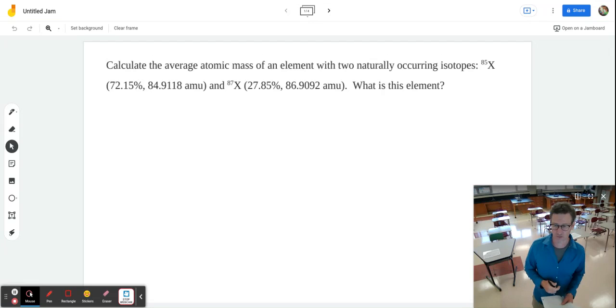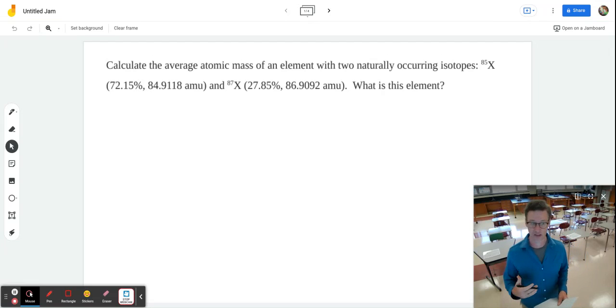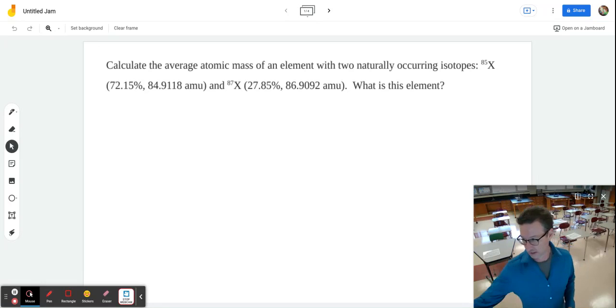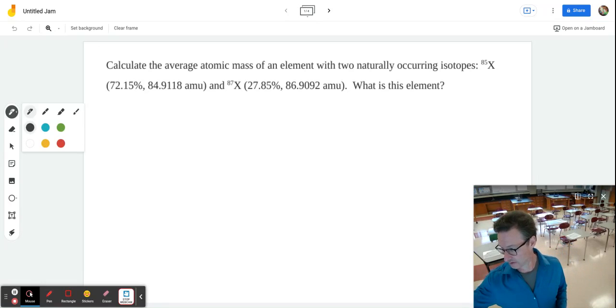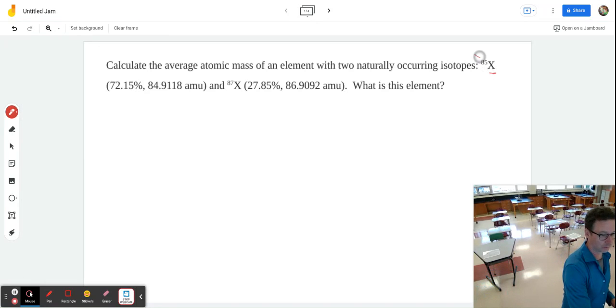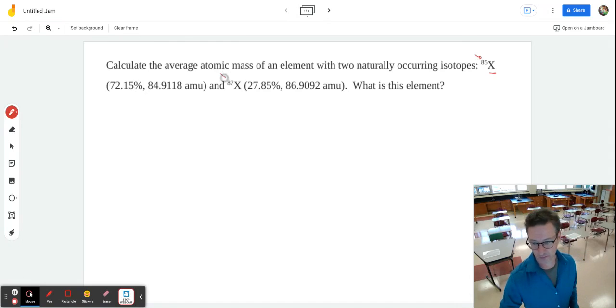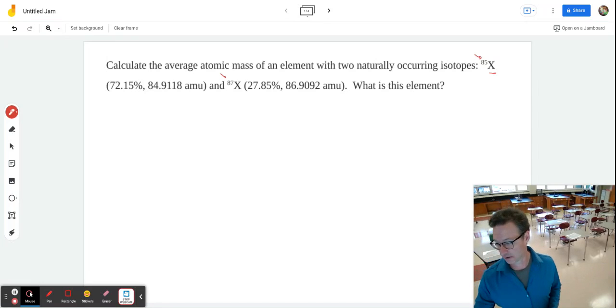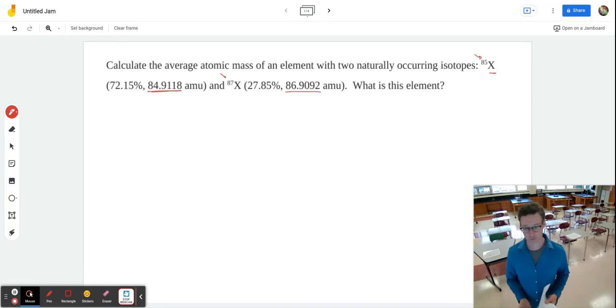So let's take a look at this first one, which says you have this element X, an unidentified element, and it has two isotopes, one that is 85 and one that is 87. So the first thing you always want to look at is when the information is presented with the symbol and a little number up top. That little number up top is the mass of that isotope. So we have an isotope with a mass of 85 and a mass of 87. Now it does give us these very specific mass numbers, which we're going to use.